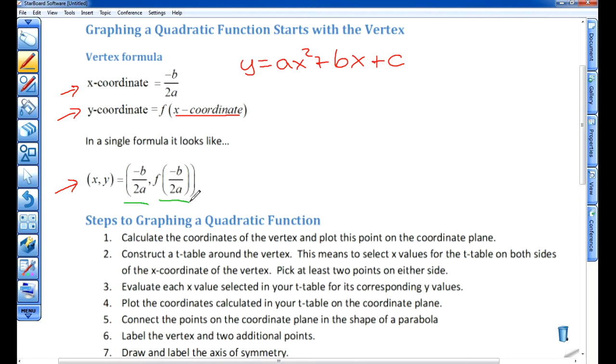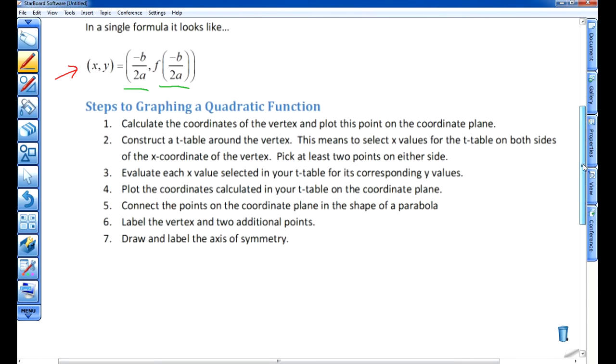Here's a quick step-by-step process we're going to follow as we graph the two quadratics that we're going to look at. Number one, calculate the coordinates of the vertex and plot this point on the coordinate plane. The next step is the key step. We're going to construct a t-table around the vertex. This means selecting x values for the t-table on both sides of the x-coordinate of the vertex. We'll pick at least 2 points on either side. Number three, evaluate each x value selected in your t-table for its corresponding y value.